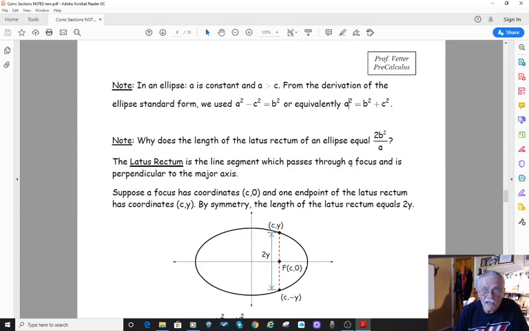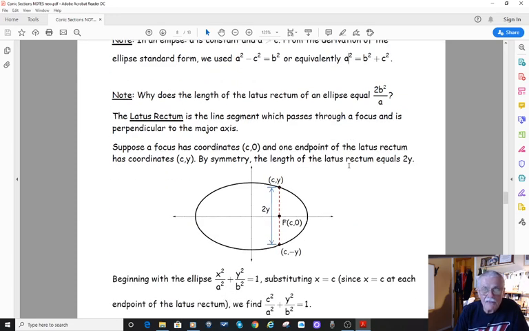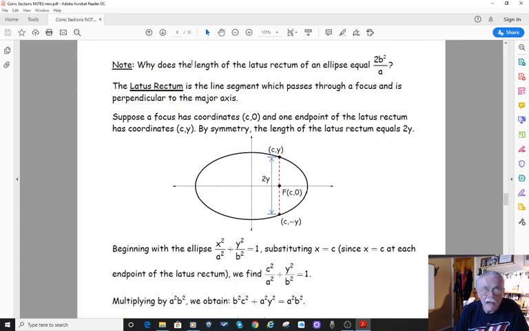Okay, second and final little thing is, why does the length of the latus rectum of an ellipse equal 2b squared over a? Now you can memorize it, but I would rather not memorize things. So let's go over this nice and slow. I made an additional diagram here.